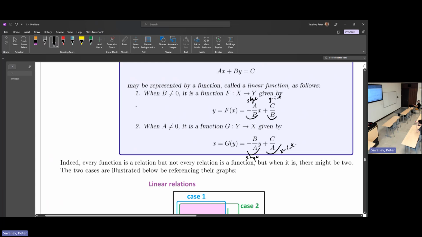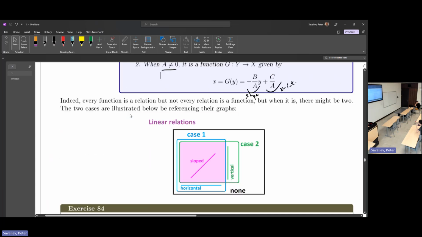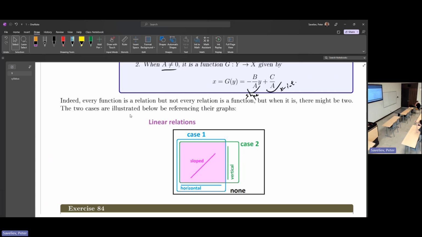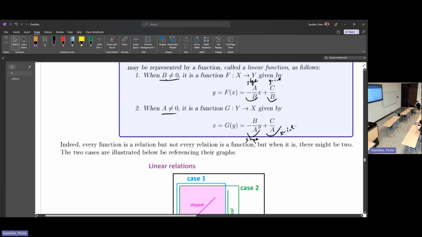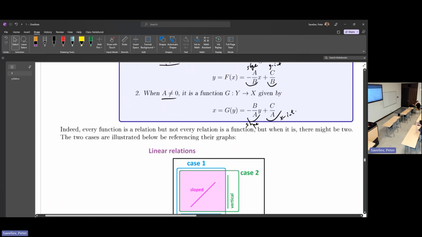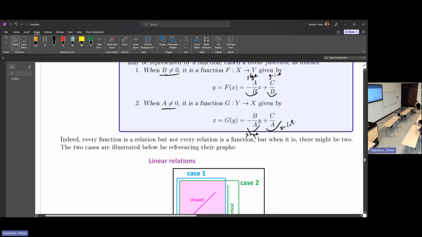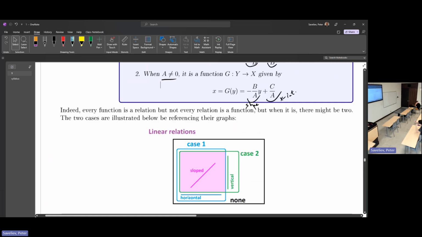Okay, so every linear relation, with these caveats, and these are the caveats for when it is or is not possible, can be solved when one or the other is not equal to 0. Then a linear relation produces a linear function. Okay, so that's the illustration here. If you take all the linear relations, some of them you can solve in case number one and case number two. And they do not fully separate, right?